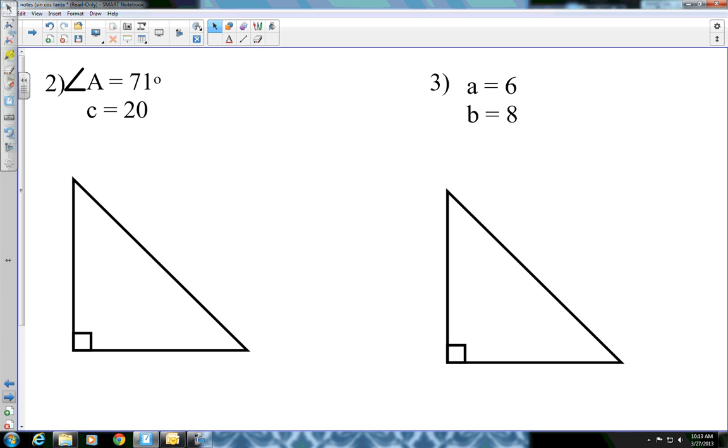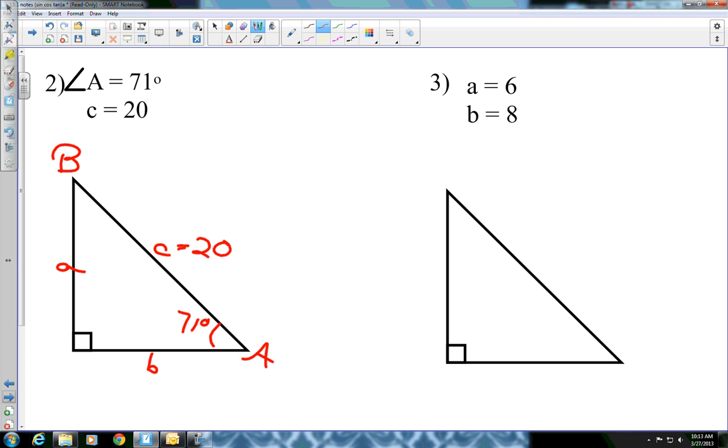Okay. So, second one. I'm given that angle A is 71 degrees. So I'm going to pick A to be the big angle this time. And C is 20. C is always opposite the right angle. And so I need to find capital B, little b, and little a.